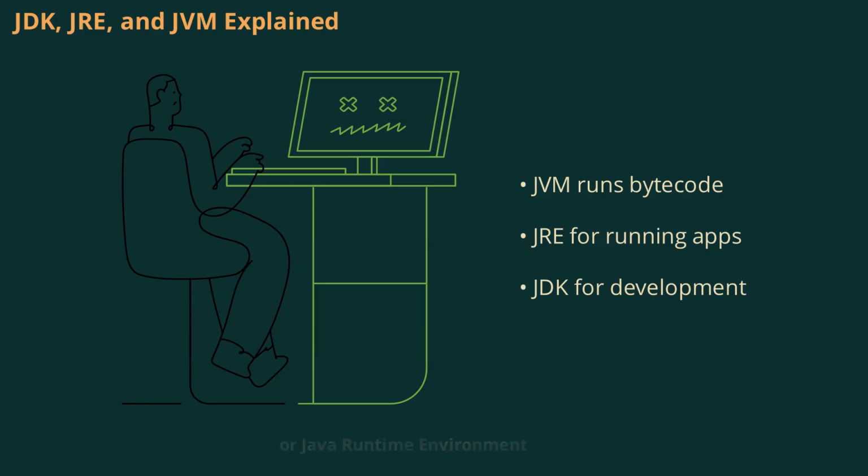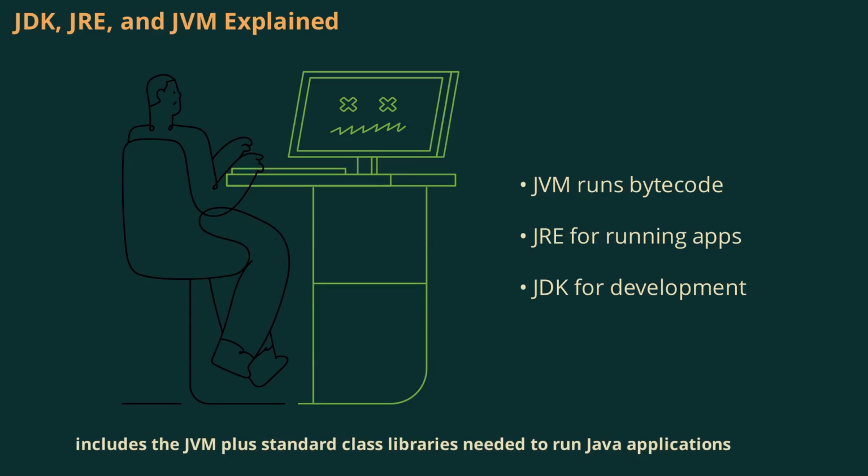The JRE, or Java Runtime Environment, includes the JVM plus standard class libraries needed to run Java applications. The JDK, or Java Development Kit, contains everything in the JRE plus development tools like the compiler and debugger. Remember, end users need the JRE, while developers require the JDK. Understanding these differences is crucial for both development and troubleshooting.